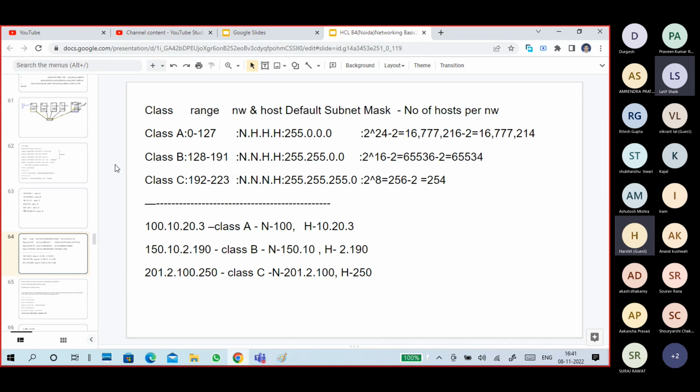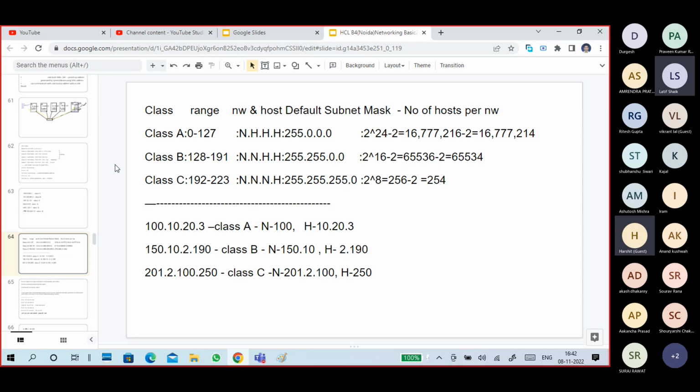If you see the bottom, guys, there is an IP address 100.10.20.a. It is a class A IP address. The network portion is the first portion, 100. The remaining is the host portion. The second one is 150.10.2.190. Okay, it is a class B. The first two are the network portion, meaning 150.10 must be the same for all the device IP addresses in the same network. And the next two portions are the host portion.